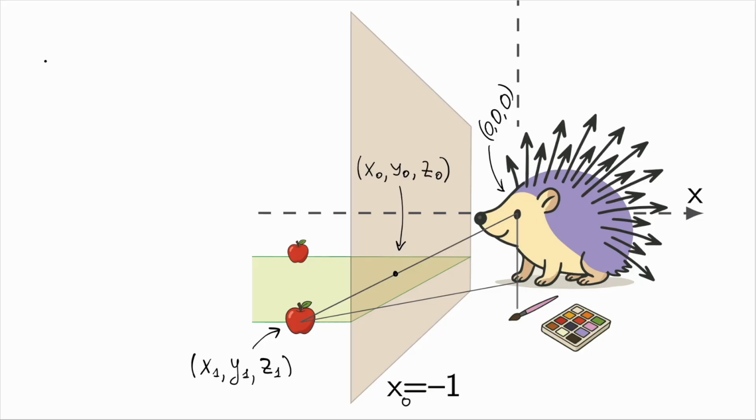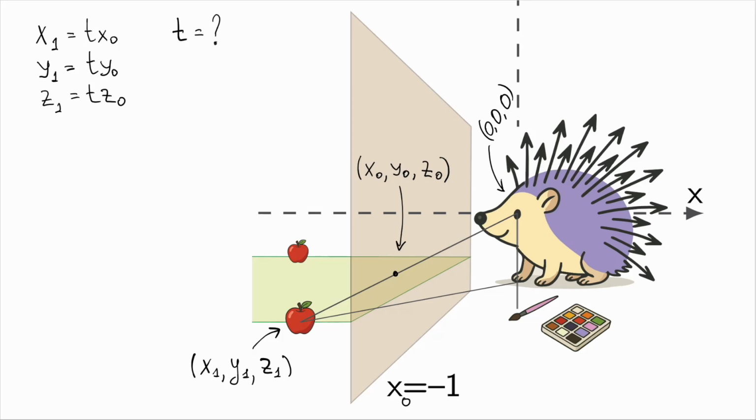Since both points lie on the same line going out from the origin, their coordinates are scaled versions of each other. That means that x1 equals t multiplied by x0, y1 equals t multiplied by y0, and z1 equals the same t multiplied by z0. All we need is to find t.